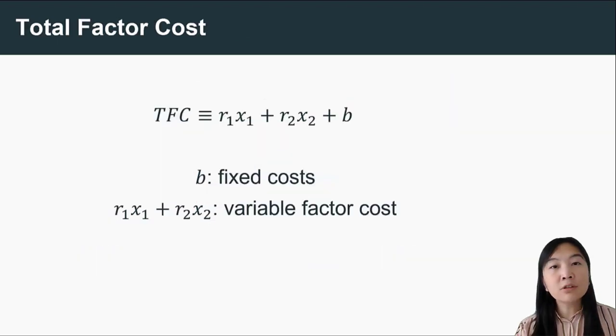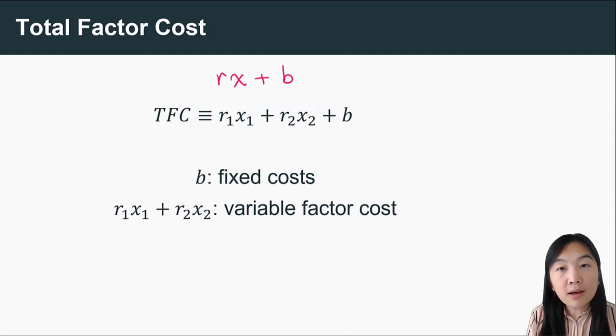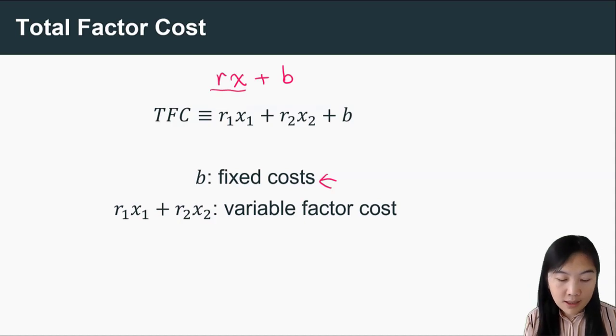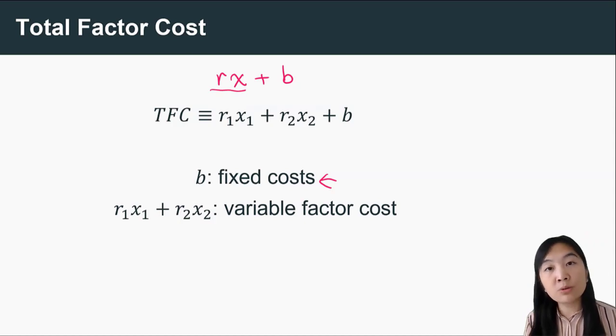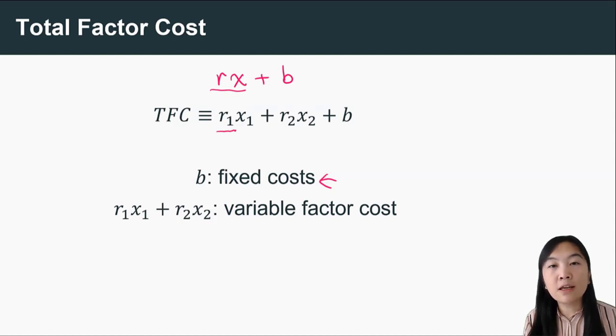The total factor cost this time, remember in the one input case, it's just Rx plus B, where B is the fixed cost and Rx is the variable factor cost. Here we have two inputs. So this is the price for input 1, and this is the price for input 2. So that's the only difference.